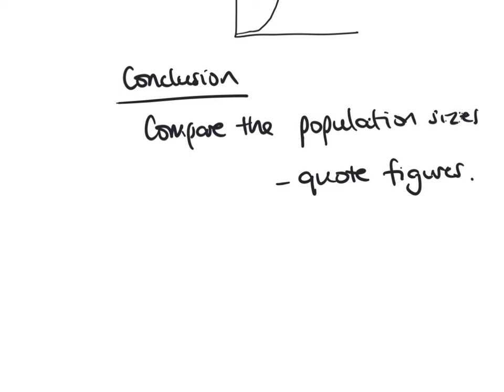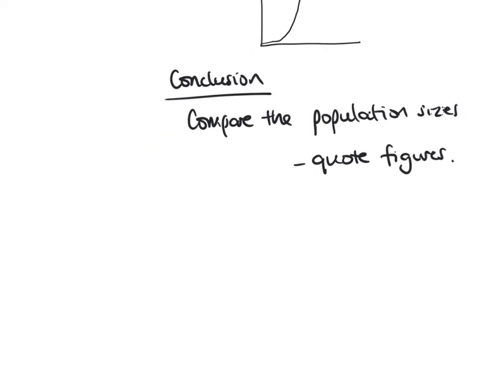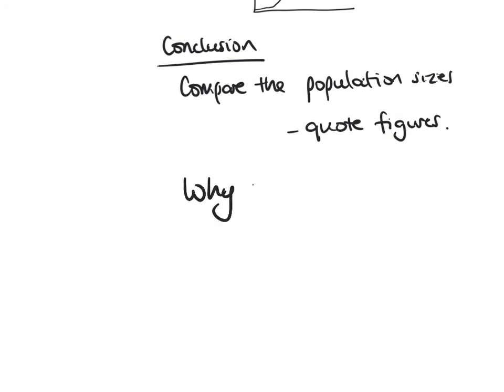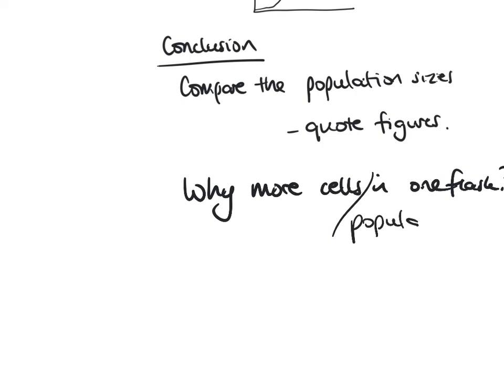Okay, so obviously flask such and such had a larger population than the other. It contained so many cells per whatever, whereas the other flask only contained such and such. This is because, so why, you need to say why there's more yeast cells. In other words, why has the population got bigger? Why is the population larger in one flask than the other? So you're talking about the glucose.